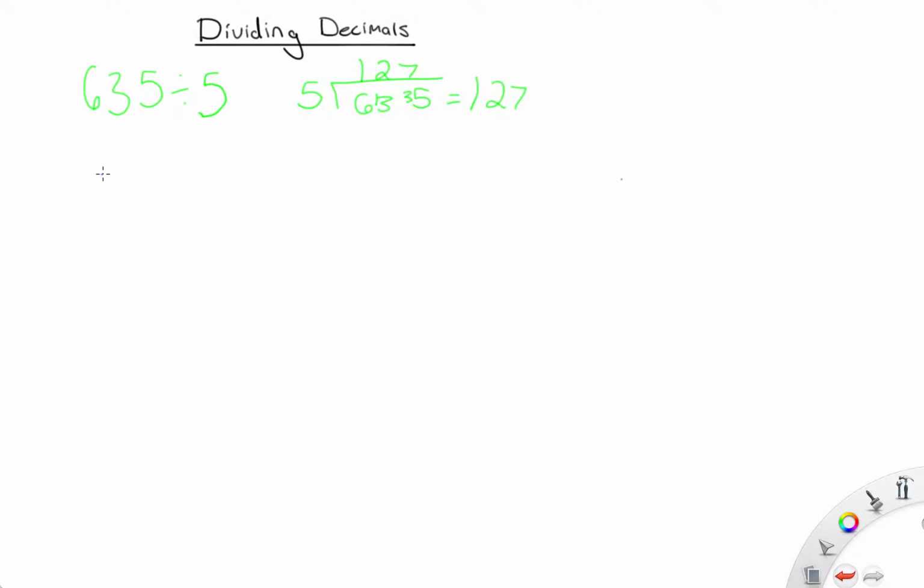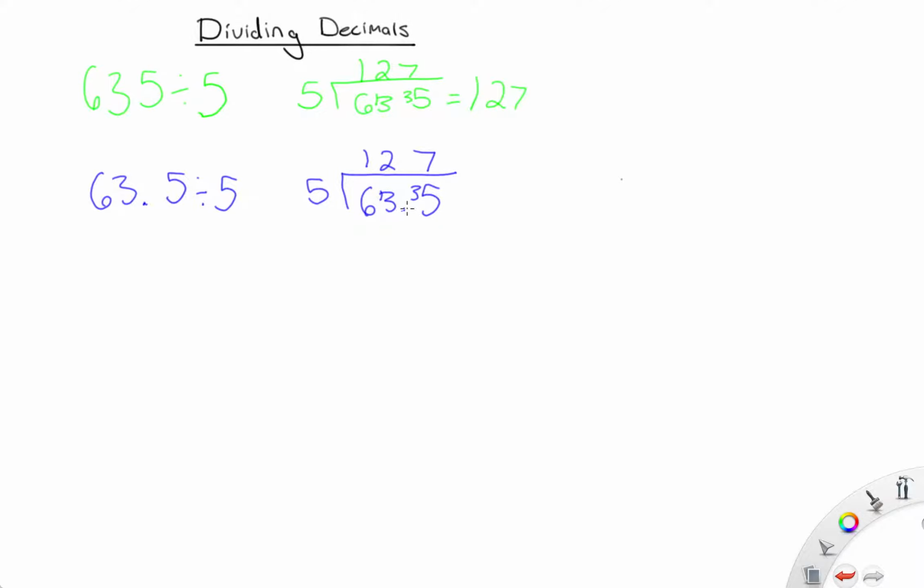So let's try 63.5 divided by 5. So 5 again is our divisor, and 63.5 is our dividend. So the way we start this is just by doing regular short division. So 5 goes into 6 one time, 1 left over. 5 goes into 13 two times, 3 left over. 5 goes into 35 7 times.